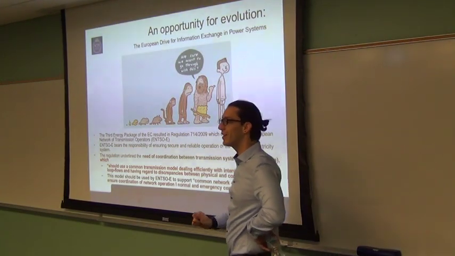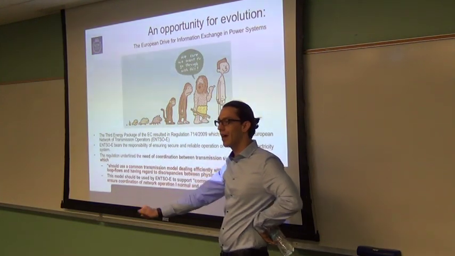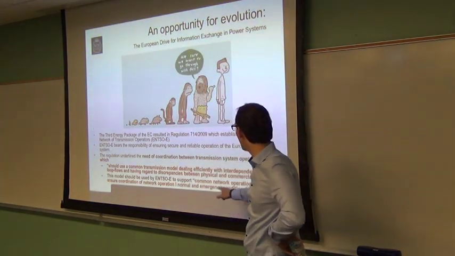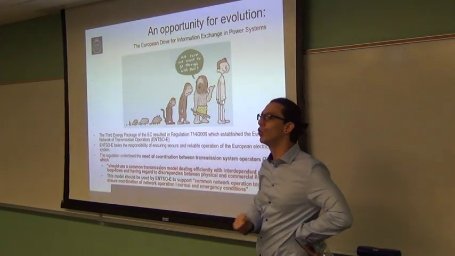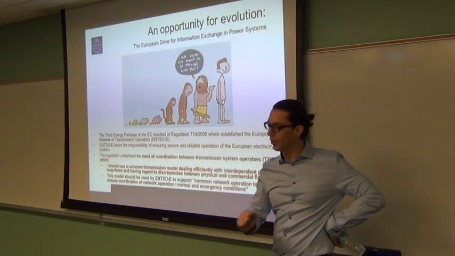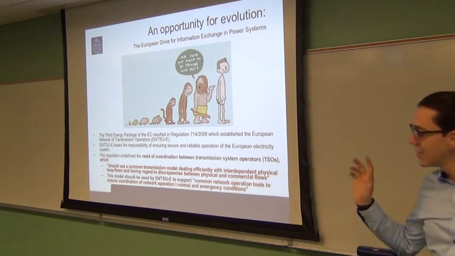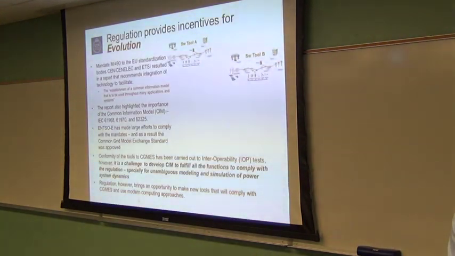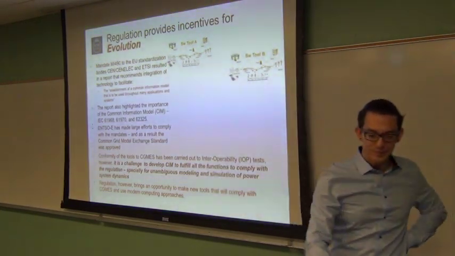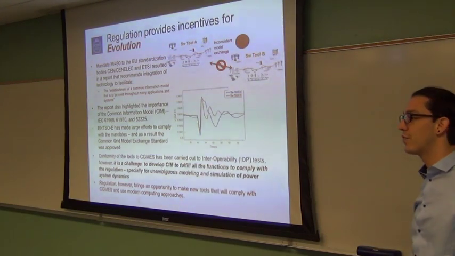So, a model that has all of the information of the market and the physical system. And this has to be used to support common network operation tools, okay? So that you can coordinate operation between different players in emergency and in normal situations. So this is a great opportunity because today you have software tool A and software tool B, and if you want to do anything, well, you get different results.